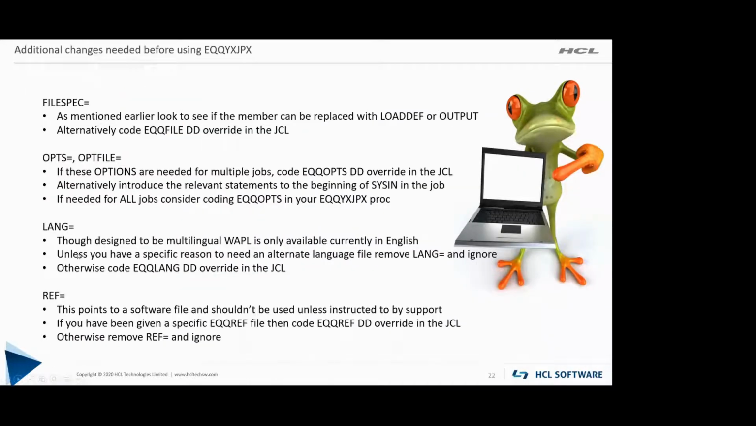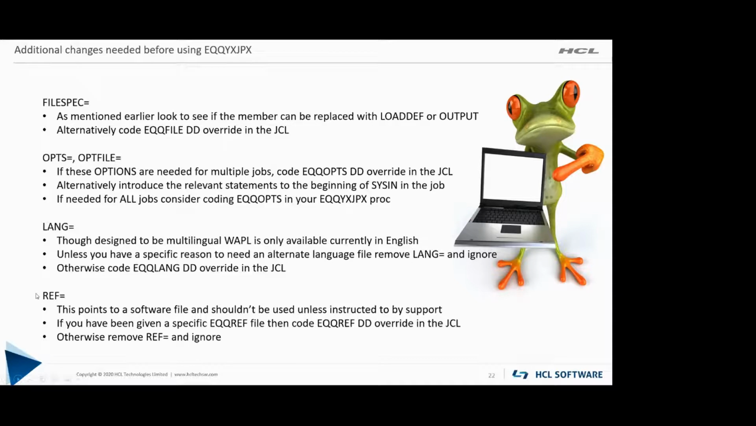Lang equals, you shouldn't have any of this in your JCL, but if you do, what it is, WAPL was designed to be multilingual, but when it was released, it only was released in English. So as delivered, lang equals en is the only value you can put in there. But if you've got a specific reason and need an alternate language file, then you can code an EQQ lang DD override in the JCL for the jobs that need it. But generally, you shouldn't be using this.